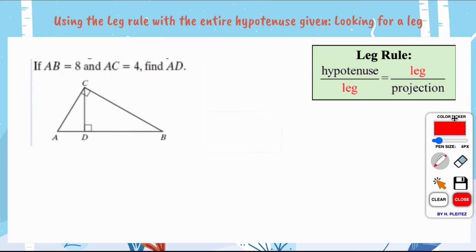So if AB, and that's this entire value here, is 8, and AC, which is this value here, is 4, it wants us to find AD. It wants us to find this right here.